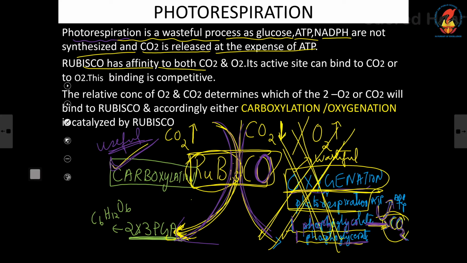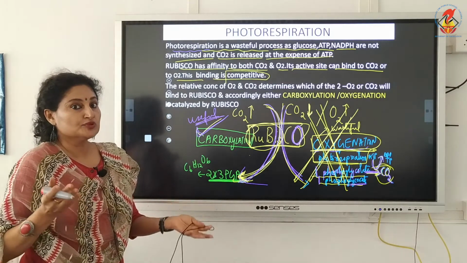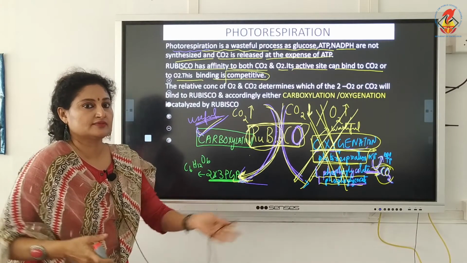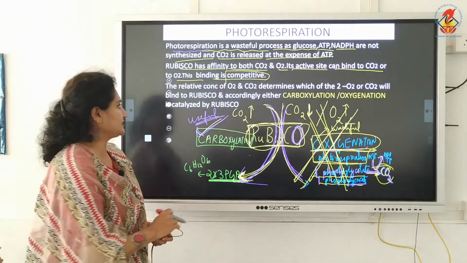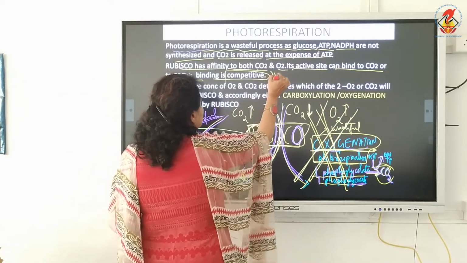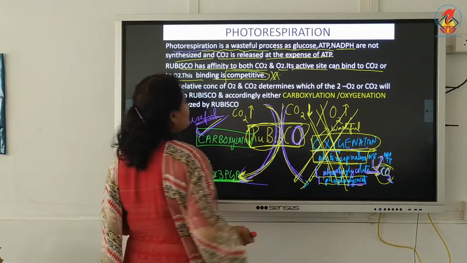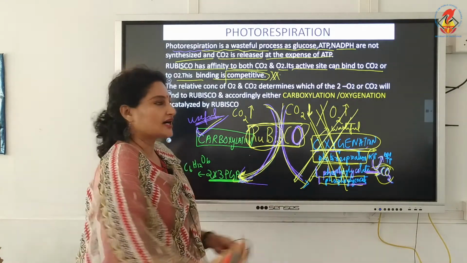Rubisco has affinity to both carbon dioxide and oxygen. In another term, it has active sites that can bind to carbon dioxide and oxygen. This binding is competitive. Whichever is present in greater amount, that reaction will be facilitated. So, it is very important. It is a competitive process. If oxygen is more, oxygenation. If carbon dioxide is more, carboxylation.